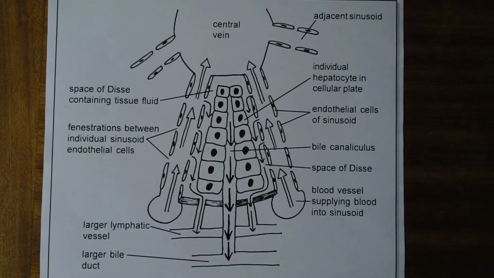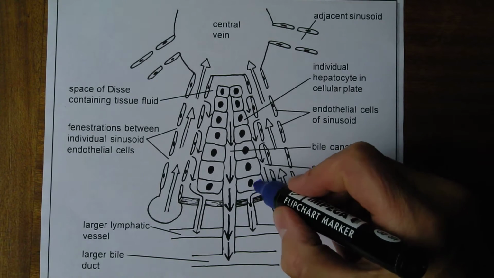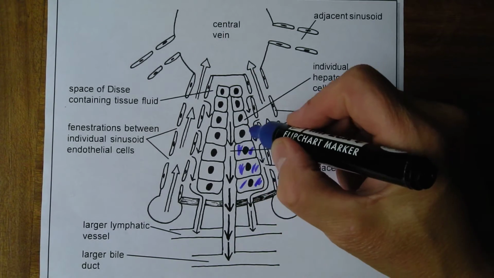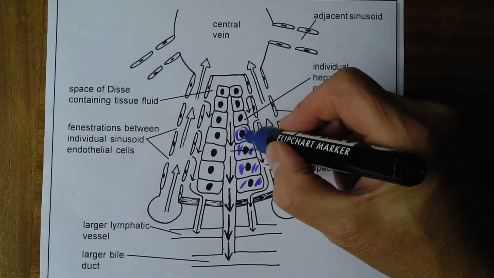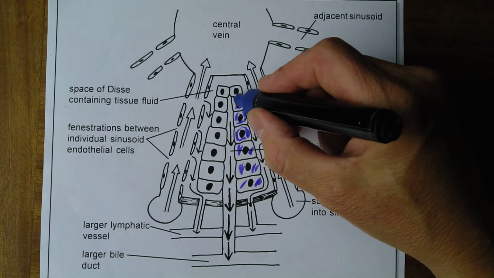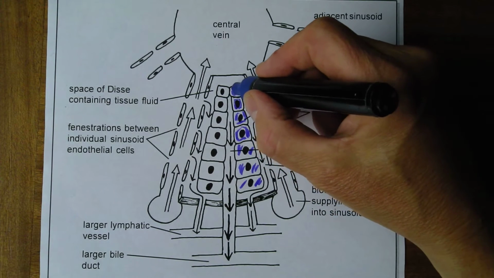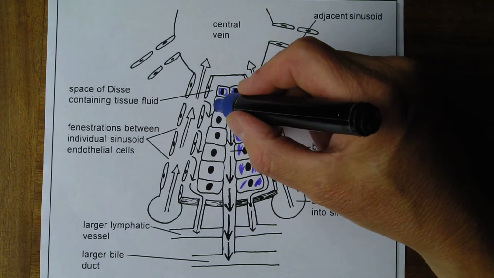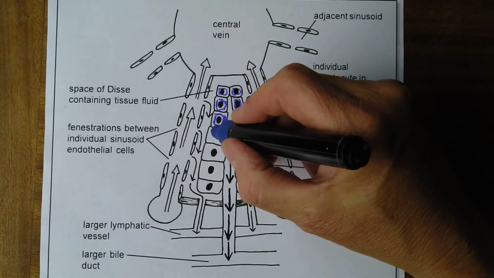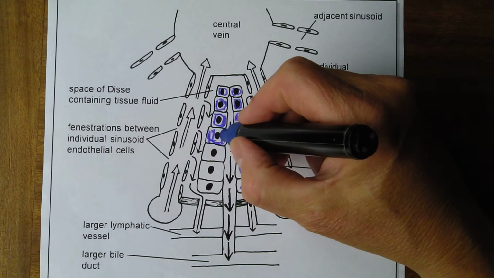Well, in this diagram we notice the individual hepatocytes, the individual liver cells just here. Relatively large cells, each with their own nuclei. The hepatocyte is in some ways the functional unit of the liver. The biochemical processing that goes on inside the liver occurs within the individual hepatocytes.